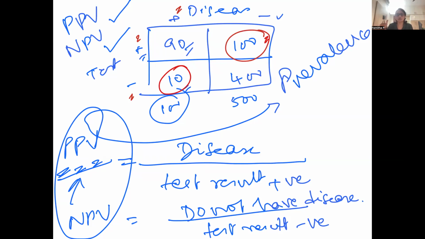But the prevalence of disease here is very, very high. So I may not be too sure that this baby doesn't have disease in spite of having a negative test result. So the PPV and NPV are dependent upon prevalence. Can we look at it mathematically? Yes, we can.